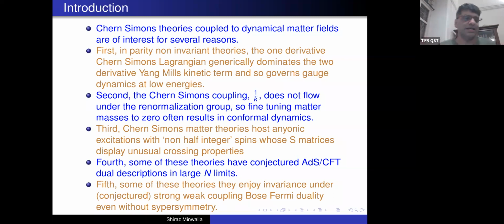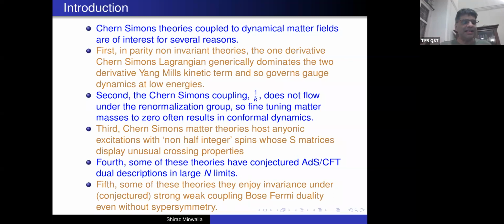Now that's sort of interesting. It's interesting for the following reason. The inverse of an integer is discrete, and so cannot continuously flow under the renormalization group. This tells you that Chern-Simons theories do not have non-trivial beta functions under the renormalization group.